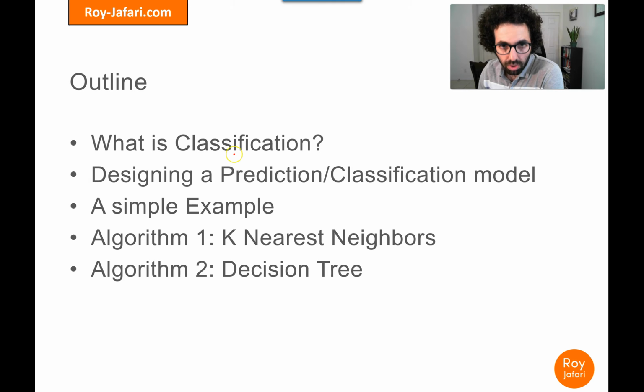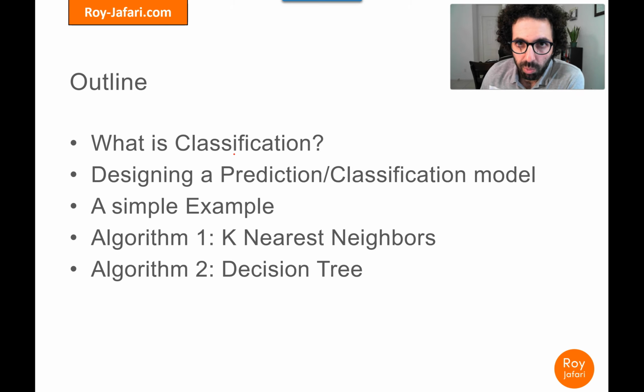Okay, in this video, we are going to go through this outline. We're going to talk about what classification is, and then we see how we would design a classification, which is for the most part very similar to the design of a prediction task. And then we'll see an example, and we will show you how we would solve this example using two popular algorithms, K-Nearest Neighbors or KNN and Decision Trees.